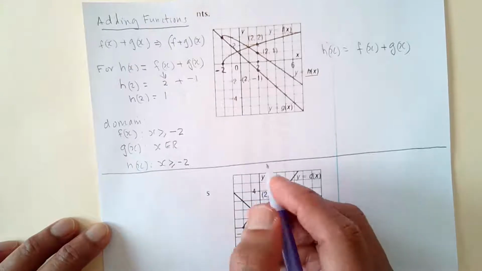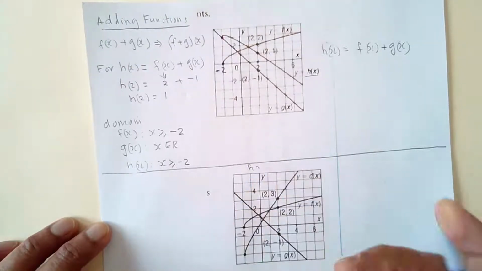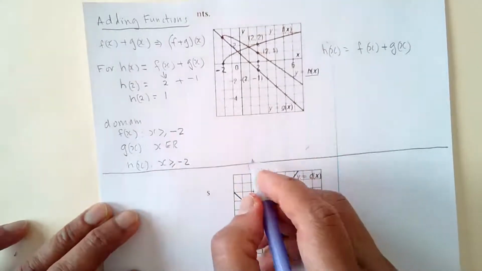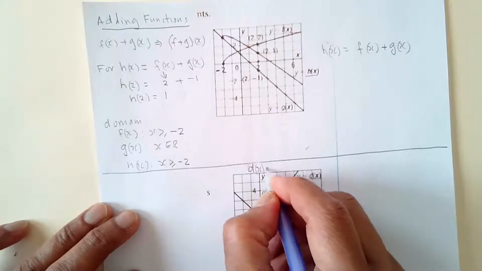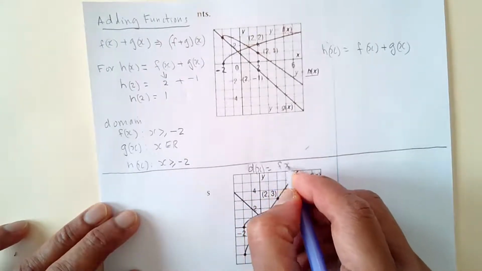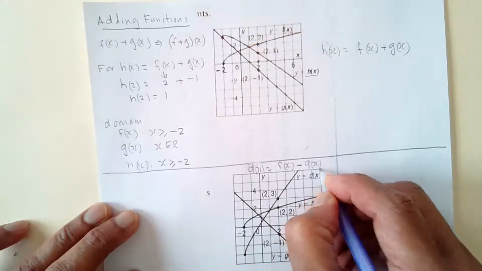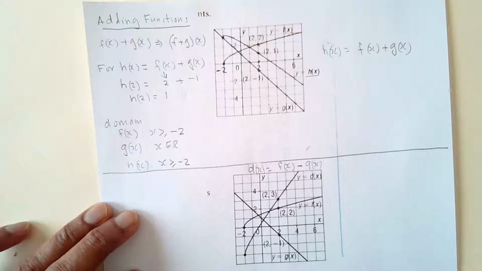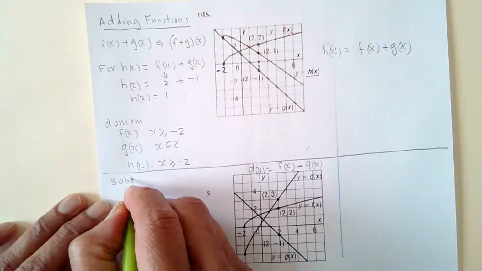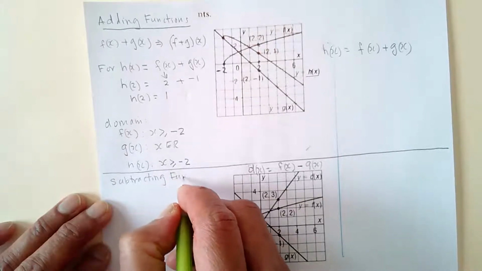Here we're subtracting functions, so we have d of x here. Let's consider d of x is equal to f of x minus g of x. So here we are subtracting functions.